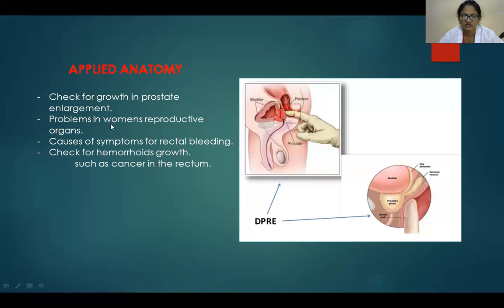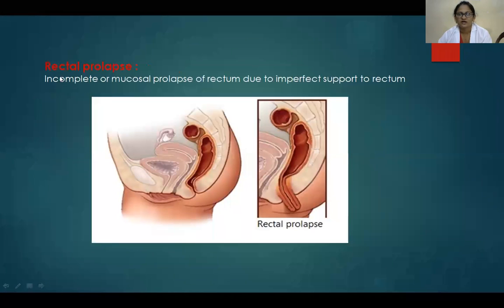In women, if there are any problems in the reproductive organs like the uterus and ovary, we observe them through this perrectal examination. It is also done for the causes of symptoms of rectal bleeding, and for checking the growth of hemorrhoids, whether it is an internal or external hemorrhoid. All of this is done through rectal examination.